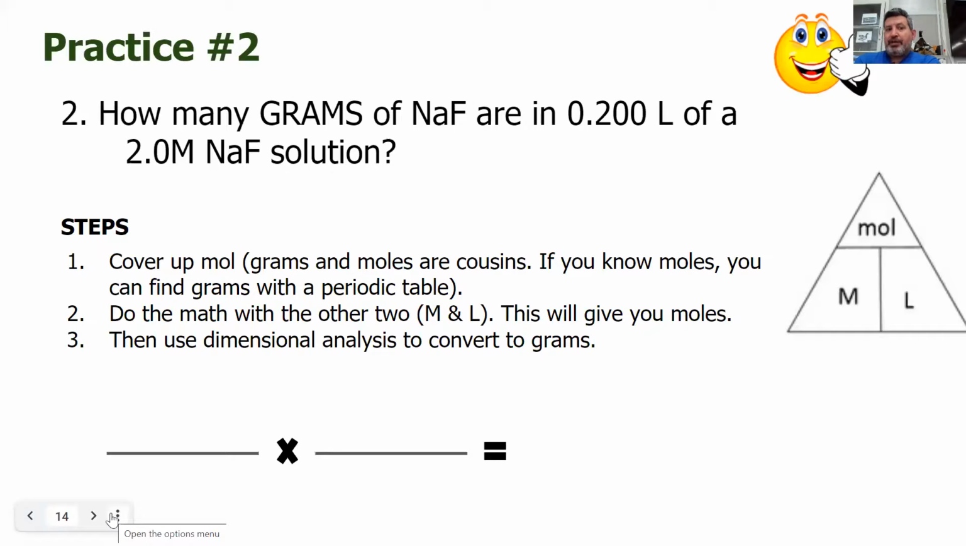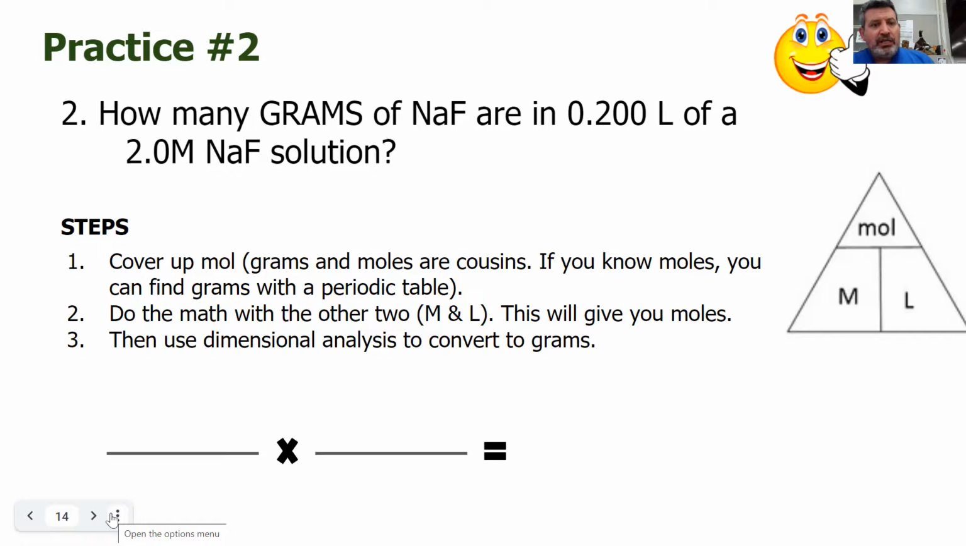This one says how many grams of sodium fluoride are in 0.2 liters of a 2 molar sodium fluoride solution. Now, if you want to try it first, go ahead and pause it again. If not, we're going to go over it right now. So you can pause it now if you'd like.